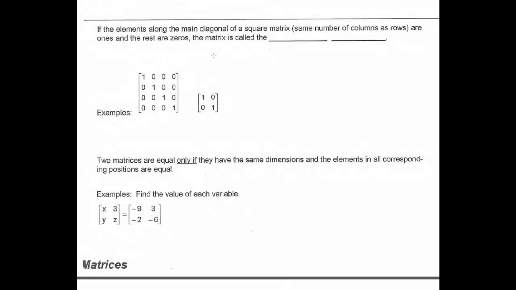If the elements along the main diagonal of a square matrix are 1s and the rest are 0s, this matrix is called the identity matrix. So looking at this example, this is a 4 by 4, same rows as columns. Looking at the diagonal from left to right, these are all 1s, all the rest of the numbers are 0s. This is called an identity matrix. In example 2, this is a 2 by 2 matrix. It is also an identity because the 1s are in the diagonal from top left to bottom right, and all the other elements are 0.